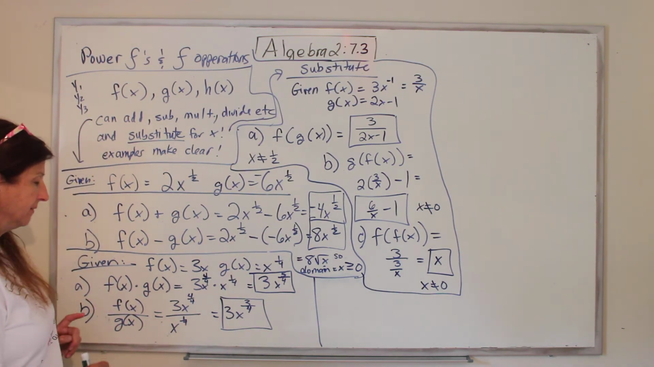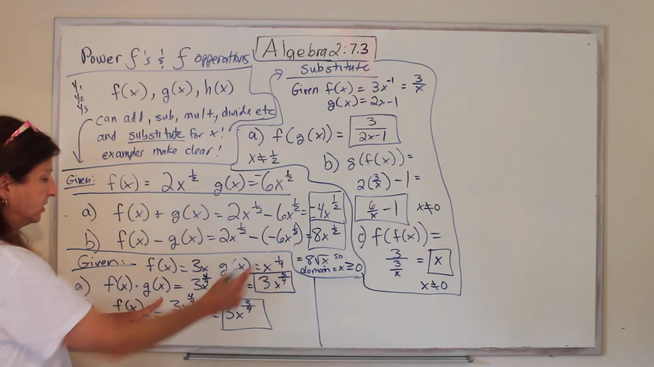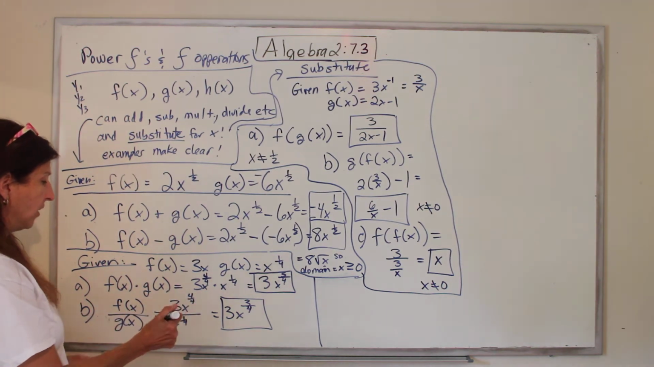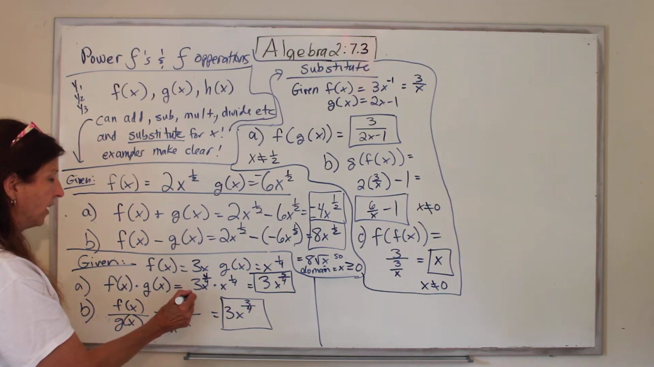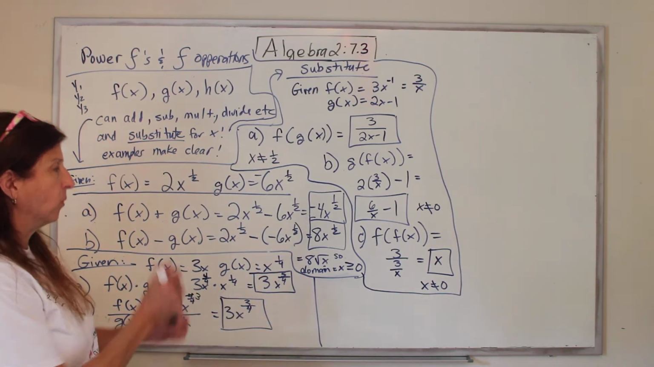Alright, this time they want us to divide them. So we're going to do 3x divided by x to the 1/4, but I changed that x to the 1st power to 4/4, so I could cancel out one of these fourths and one of those fourths and be left with 3x to the 3/4.